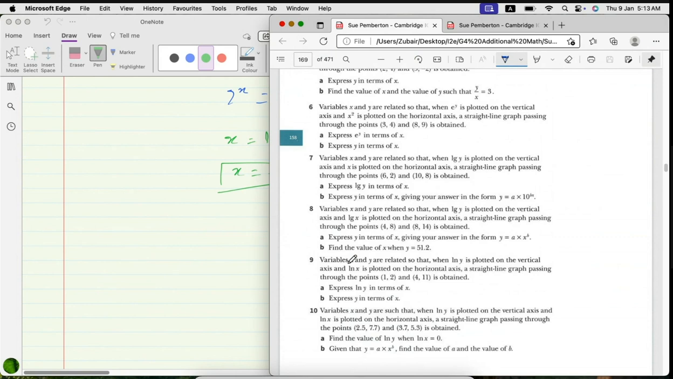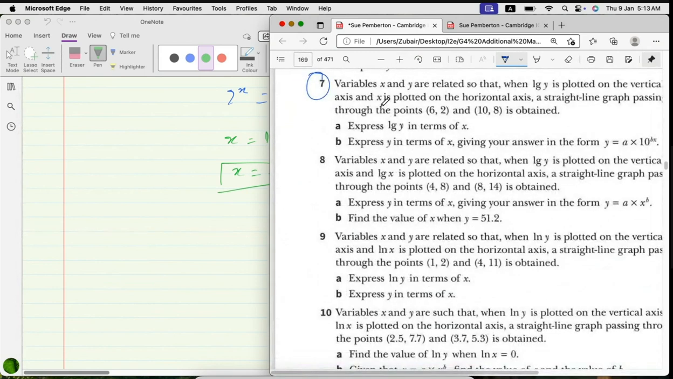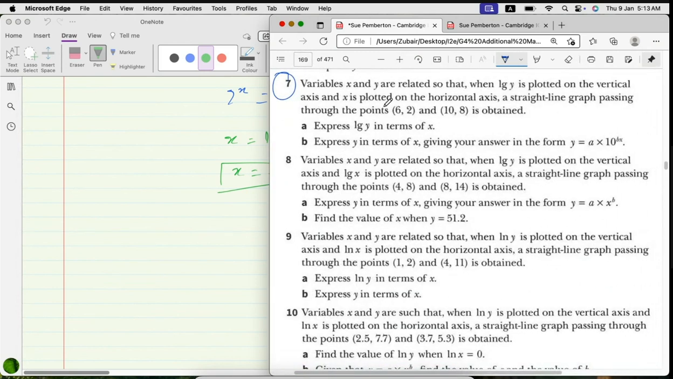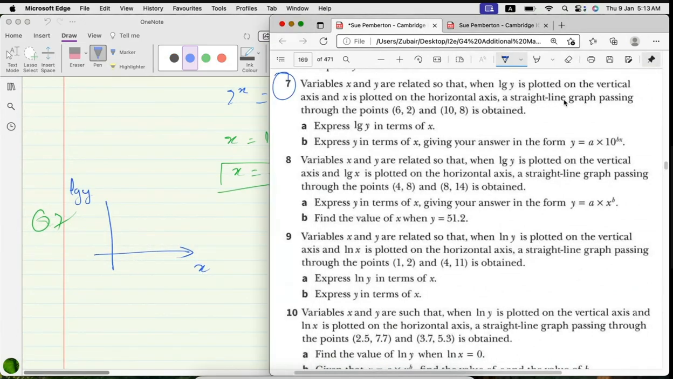Look at question number 7. Variables x and y are related so that when LGY is plotted on the vertical axis and x is plotted on the horizontal axis, a straight line graph passing through the points (6, 2) and (10, 8) is obtained. Express LGY in terms of x.